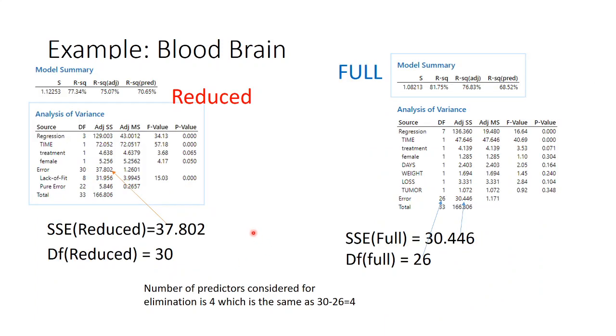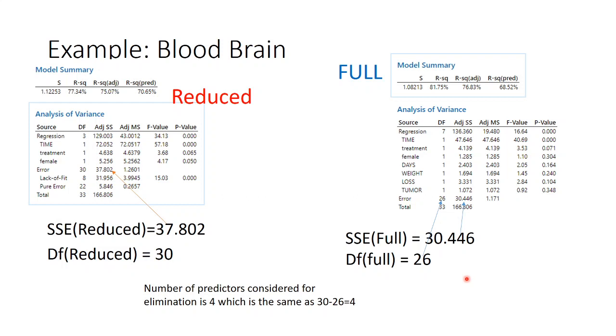So let's take a look at this. The sum of squared errors for the reduced model is 37.802, and the degrees of freedom is 30, as you can see there. And on the right side, the sum of squared error is 30.446, and you can find that in that part, and the degrees of freedom in the full is 26.